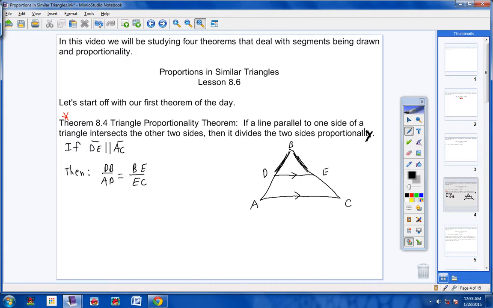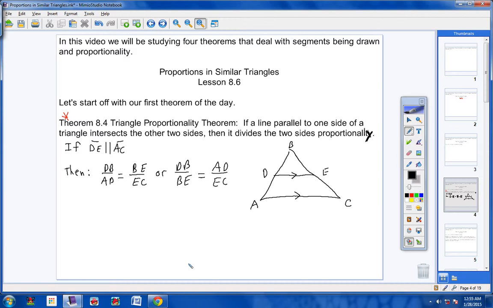Okay, so DB over BE equals this segment here changing to this segment here. So AD over EC. Okay, now, either one of those 2 are fine. Please look this over and memorize it for the 3rd or 4th time.